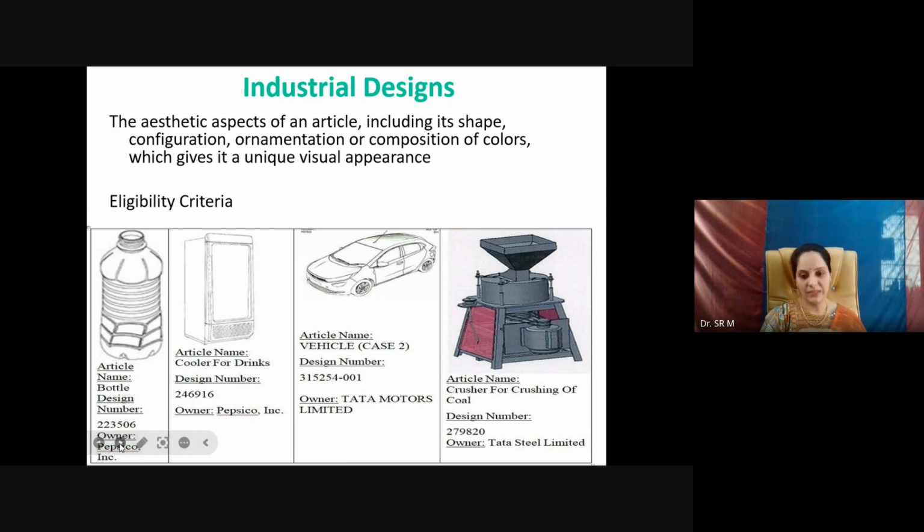Infringement will occur when someone uses your design without any kind of authorization. So as design holder, you can take legal action for any kind of damages or injunctions, right? And India is a member of the Hague Agreement, which facilitates international registration of industrial designs.